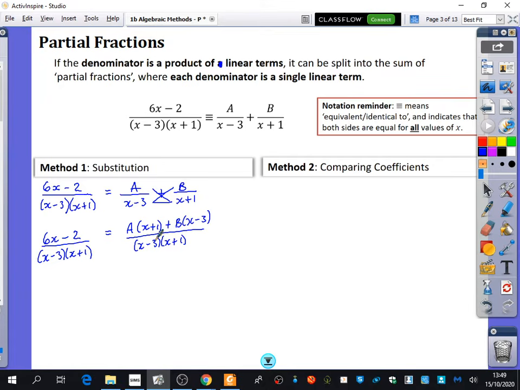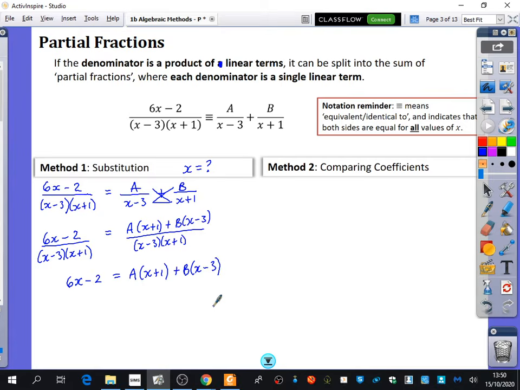Now, because they have the same denominator, I should just be able to compare the numerators. Agreed? So I can say that 6x minus 2 is equal to A times x plus 1 plus B times x minus 3. And remember, the aim of this is we're trying to find out what A and B are. So this first method is called substitution. What value for x could I substitute in that would allow me to find out either A or B? What value of x could you suggest that would be a sensible one to substitute in that would help?